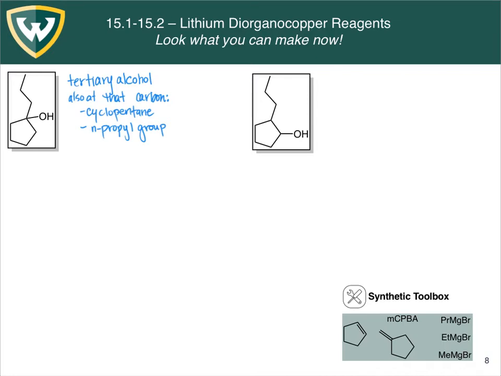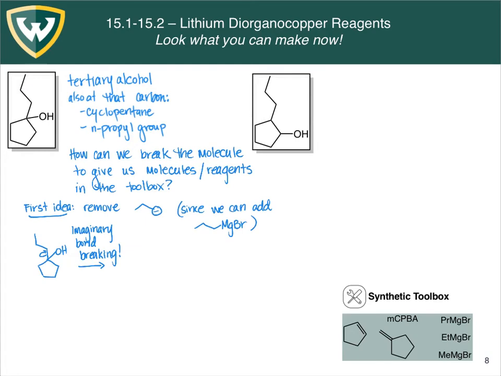So to check whether that would be a reasonable reagent to use, what we're going to do is think about this backward. Okay, so instead of how can we add propyl magnesium bromide to something to get to this product, we can think, how can I break this molecule to generate a propyl anion, which is essentially what we're delivering when we use propyl magnesium bromide. Okay, so our first idea was to remove propyl anion. Okay, so we're going to do this by imaginary bond breaking.